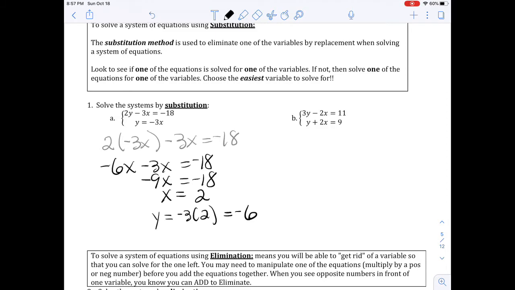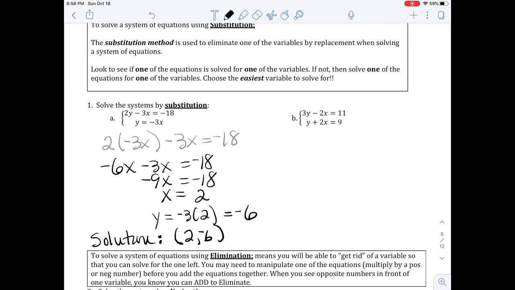Now we know that if we were to graph this, the values that we just found would end up being a point in the coordinate plane. And so traditionally, when you write the solution to a system, you write it as an ordered pair. So 2 comma negative 6. So substitution: solve for one of the variables. In this case, it was already solved. Substitute into the other equation.